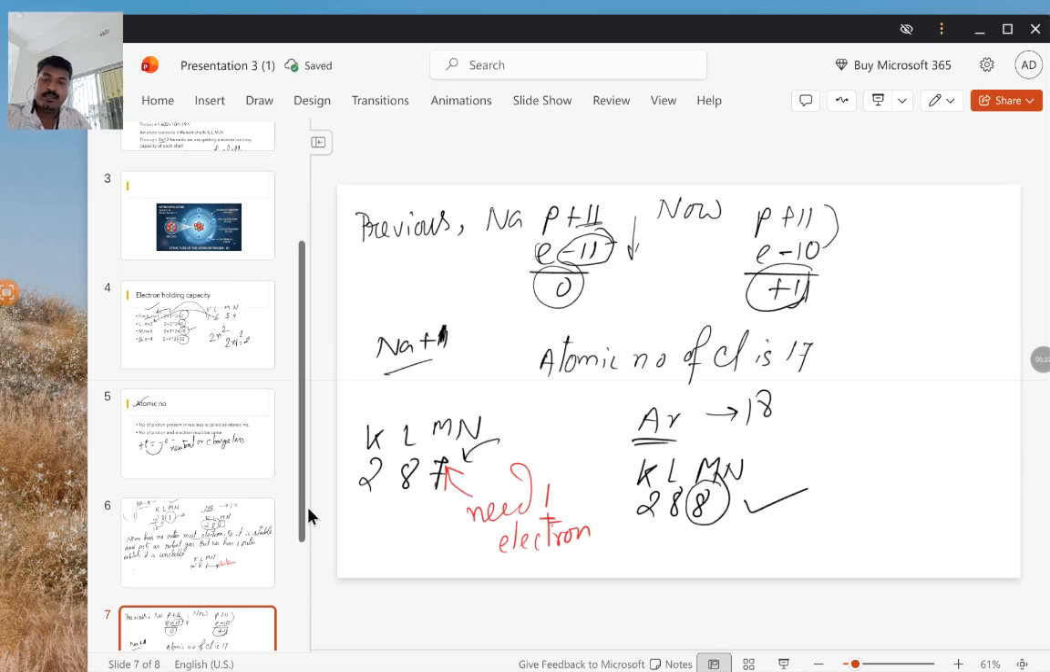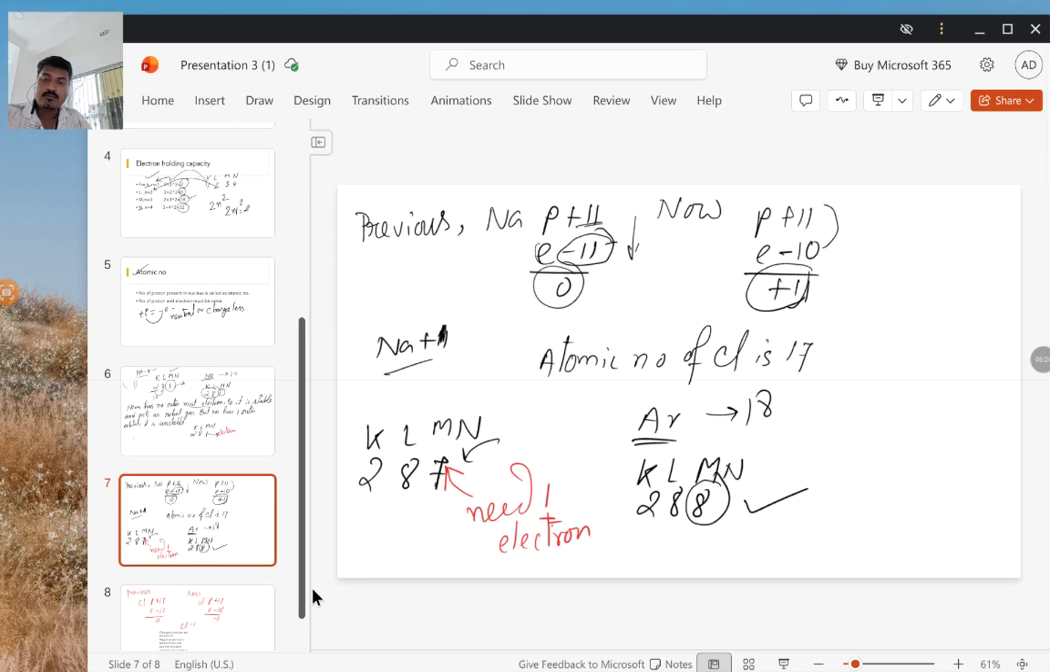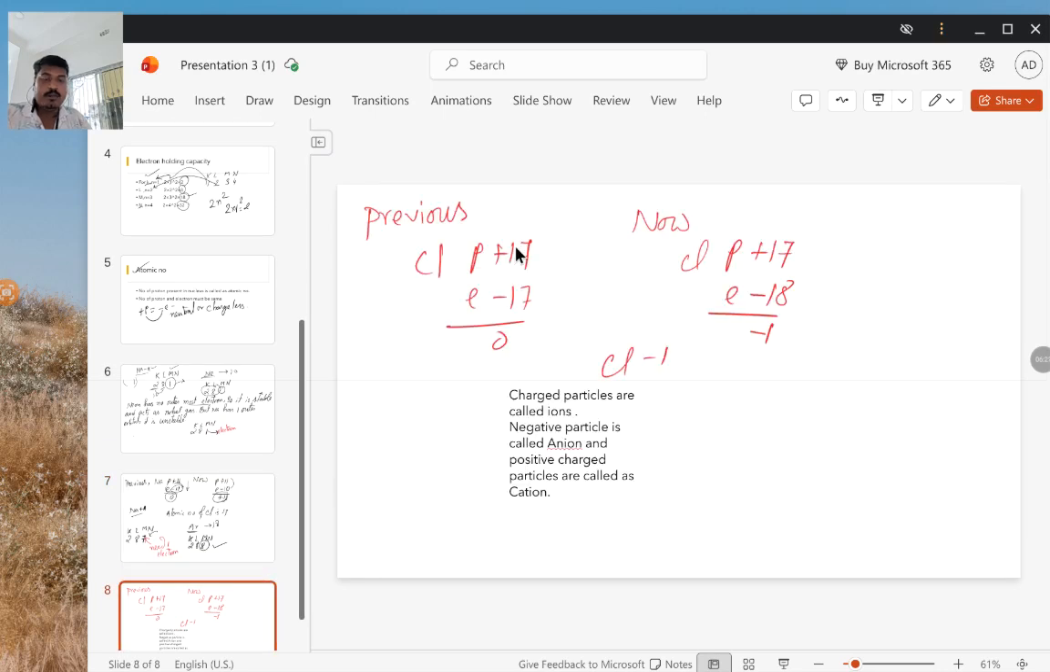Whenever it gains an electron, the electron number will be increased. Look at that part. Previously, it has 17 protons and 17 electrons. But now it gains 1 electron, which means the number of electrons increases. So that means it becomes minus 18. The sum of protons and electrons becomes minus 1. So we have to write Cl minus 1.